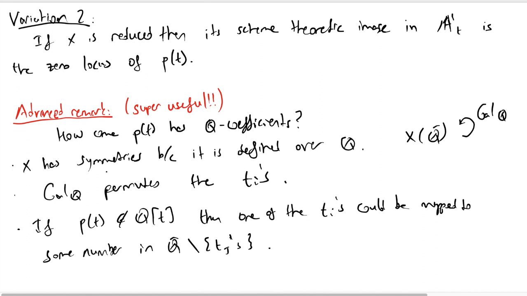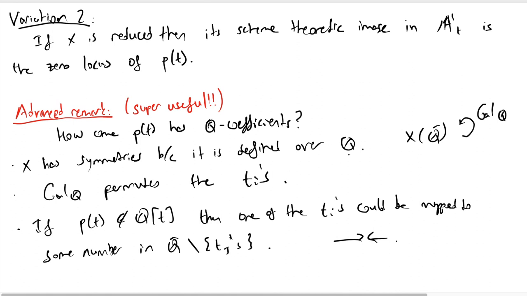And of course, the second statement and the last statement are contradictory. So the last statement says that the Galois group does not permute the ti's amongst themselves. So this is a contradiction. In other words, Pt should be defined over Q. And you can see the reach of this argument. You can pretty much always do this.